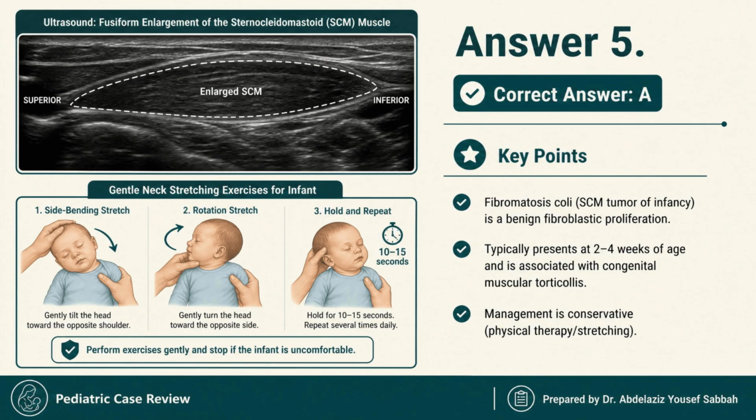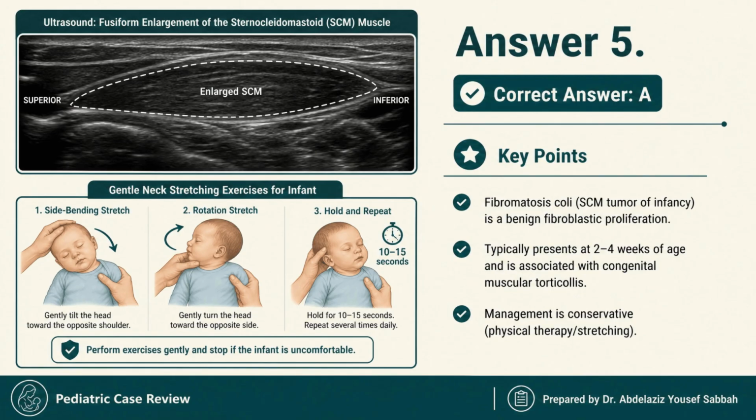This is a benign fibroblastic proliferation within the sternocleidomastoid muscle, typically presenting between 2 and 4 weeks of age, exactly as in this case. Two clinical clues are diagnostic. The mass is located within the body of the muscle itself rather than adjacent to it, and it is strongly associated with congenital muscular torticollis, causing the characteristic head tilt toward the affected side.